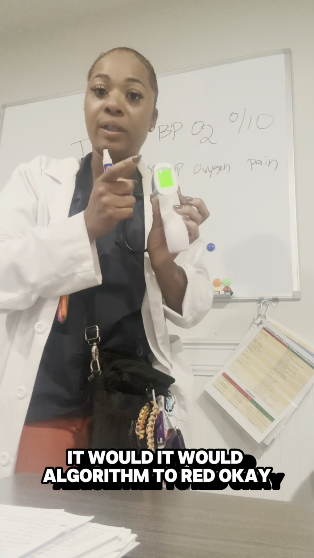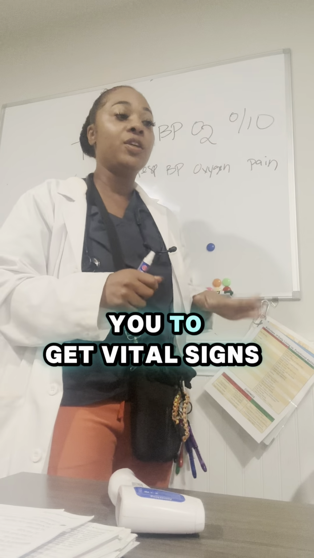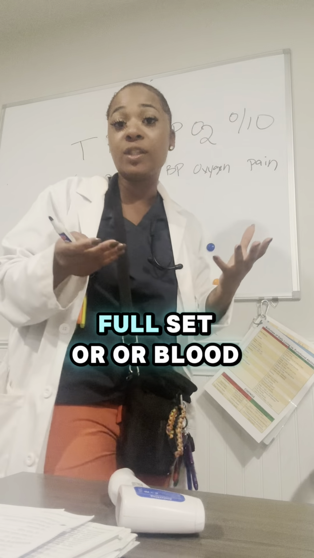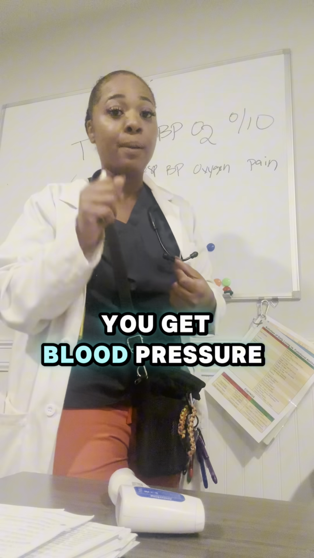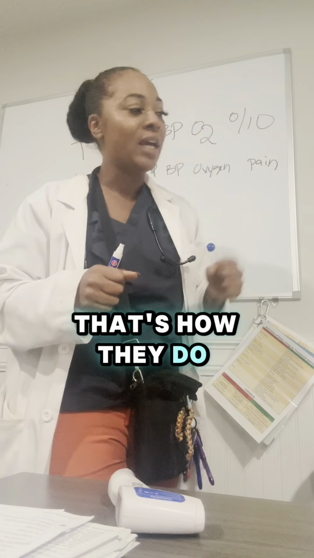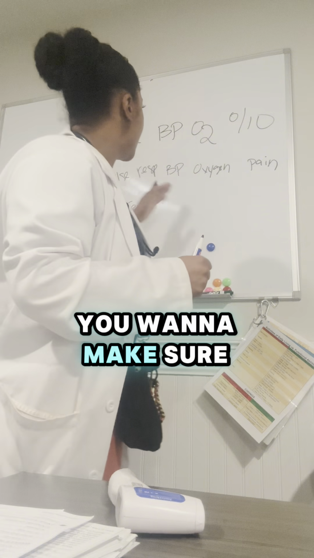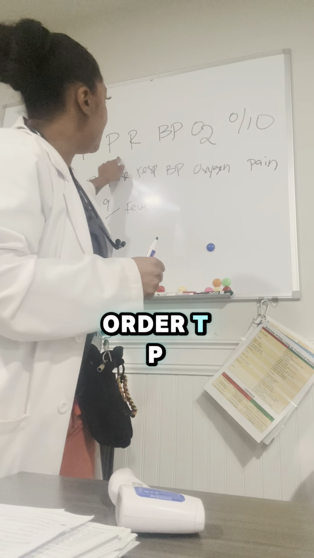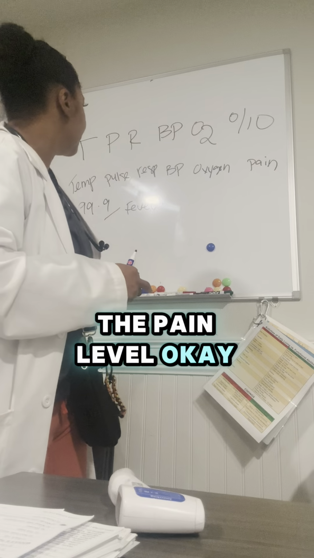Okay, a full set of vital signs is going to be TPR, BP, O2, and pain. If the nurse asks you to get vital signs, you say, sure, full set or blood pressure? If she says blood pressure, then you make sure you get blood pressure and heart rate. They're a couple, they rock together. That's how they do. If she says, just get the full set of vital signs, you want to make sure you put it in this order: TPR, BP, O2, and then the pain level, okay?